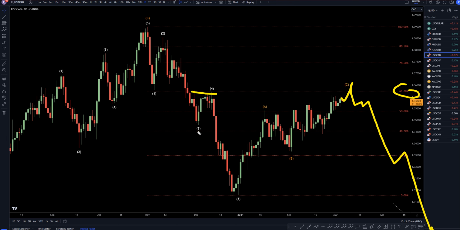I think it needs to take out these highs, grab that liquidity, complete this ABC correction, and then I think there's a good chance it may end up turning down. Maybe it's not going to do it all in one day, but I think in the next few trading days, this is a very likely scenario.